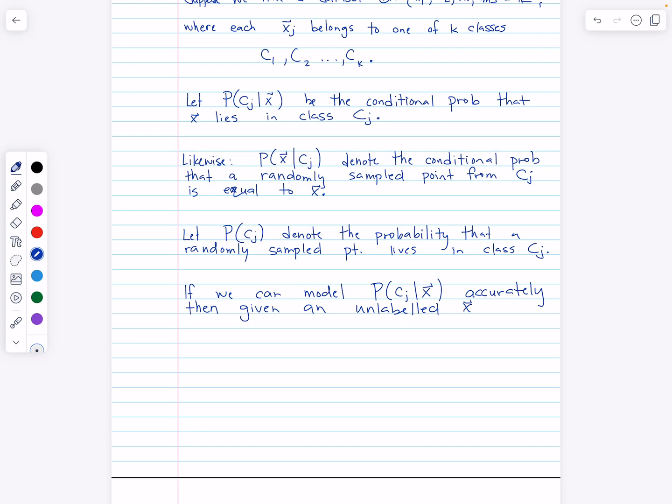If I give you an unlabeled x, we can just compute the argmax of this conditional probability. In other words, if we get a data point whose label we don't know, and we know how to compute these things, then we compute all of these probabilities, and whichever is the highest, we say that's most likely the class it came from. So essentially we want to model these probabilities.